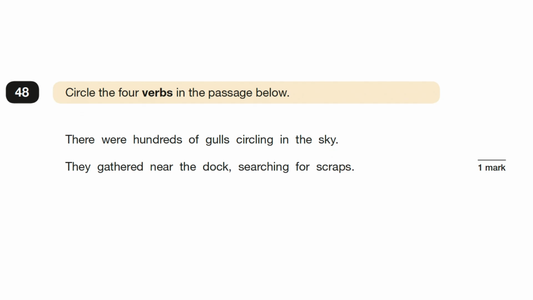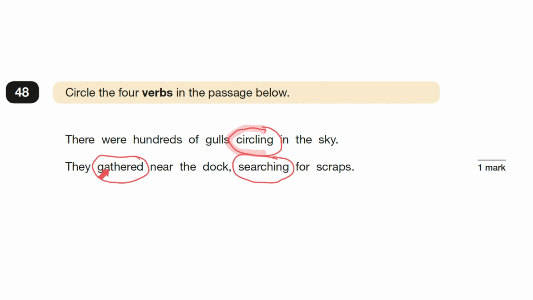So quite simply, we should be able to spot, hopefully, the obvious ones, which are circling. I'm just going to change my pen type so it's a bit more obvious. So we've got circling, we've got gathered, and we've got searching. Three really, really obvious verbs.